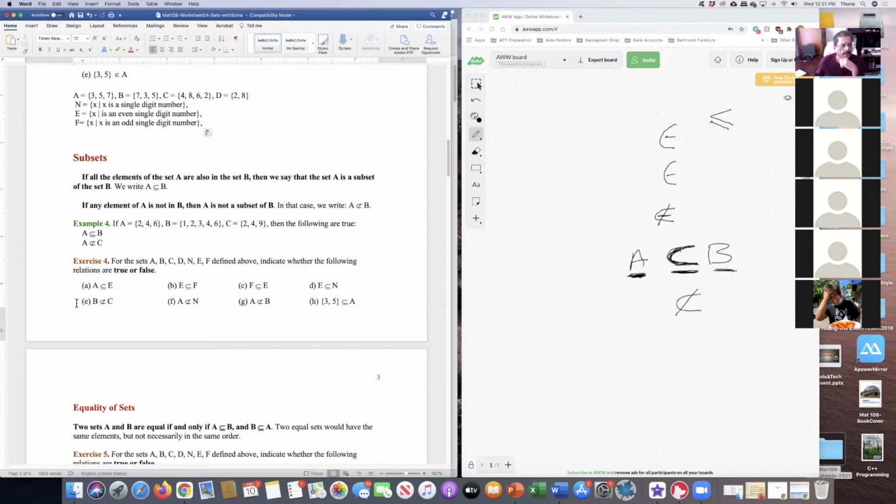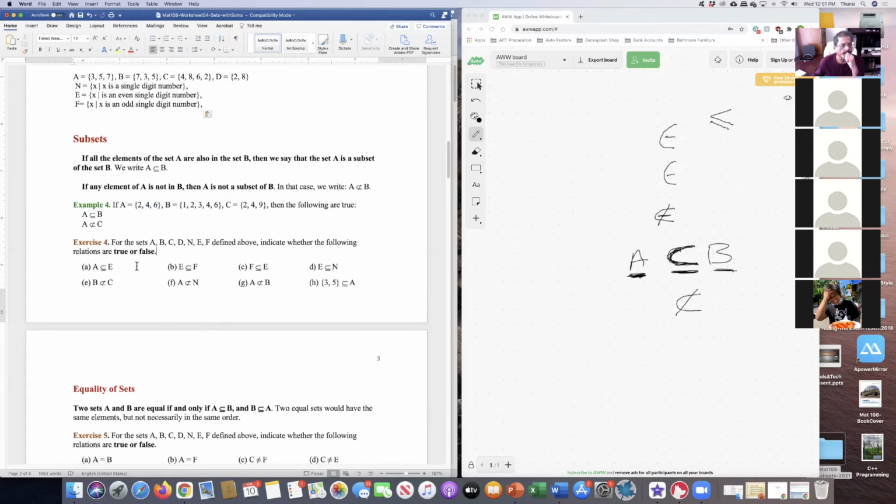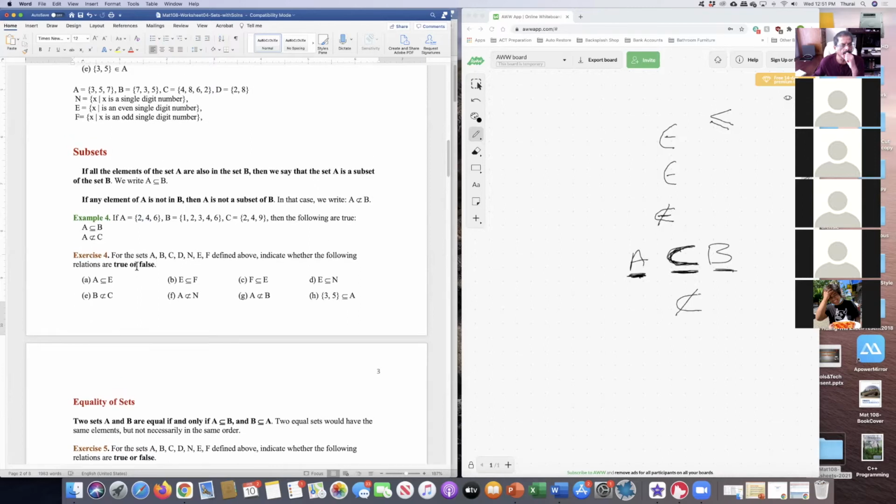All right, so now we have an exercise. The sets A, B, C, D, N, E, F are these right here at the top. I copied and pasted them. These are our sets. For those sets, is A a subset of E true? No, false. Correct. If anybody is not following me, please ask the question.